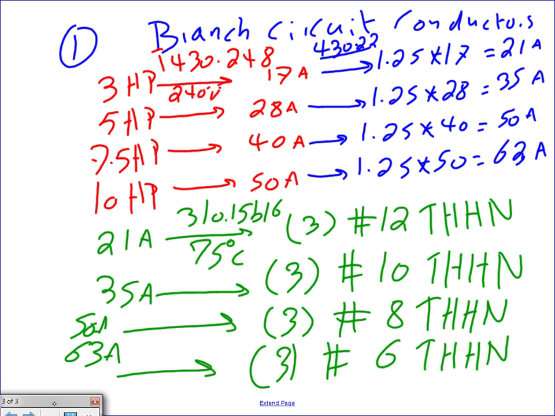Zach, why 3 conductors, by the way? This is a single phase system, right? So for a 240 single phase system, how many conductors? 2. I'm used to 3 phase. So each one of them will be 2 conductors. If it was a 3 phase system, it would be 3. Where's the equipment grounding conductor? It's the EMT conduit that's going with them.